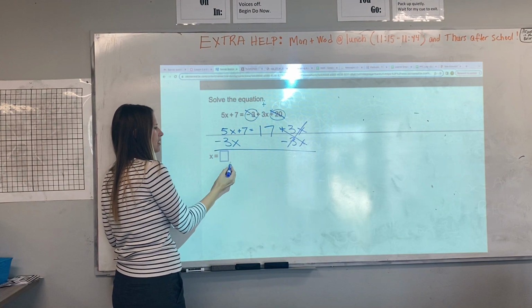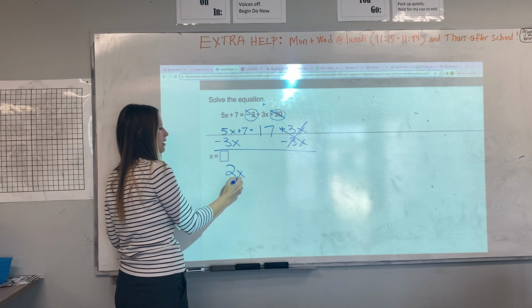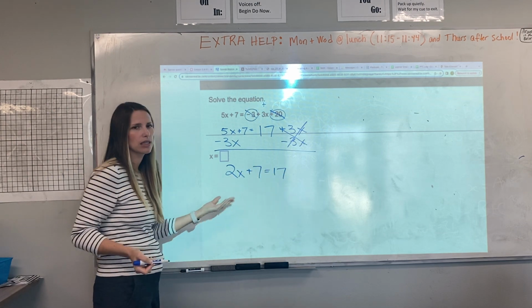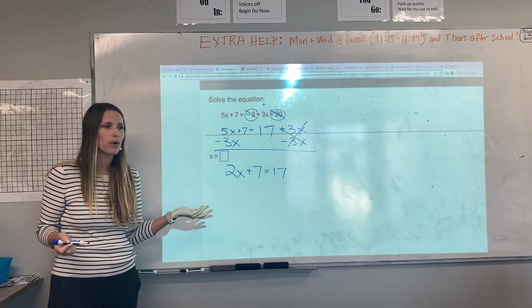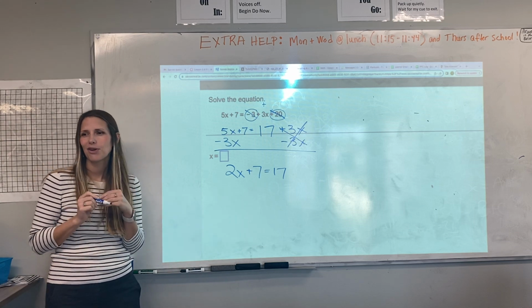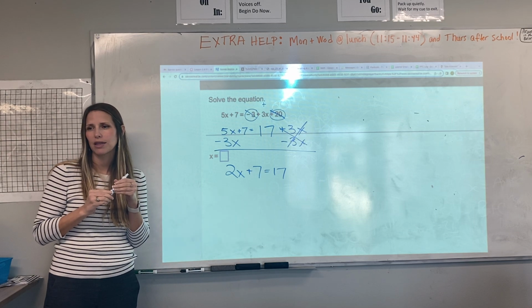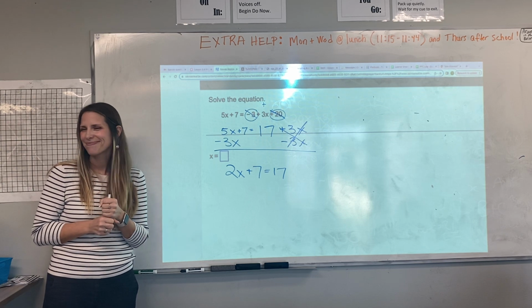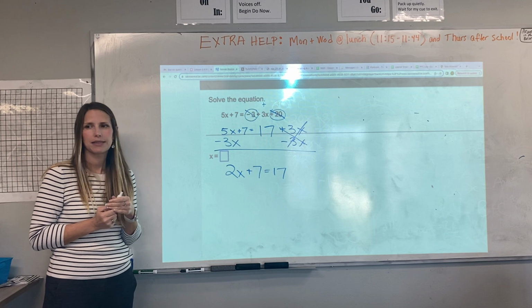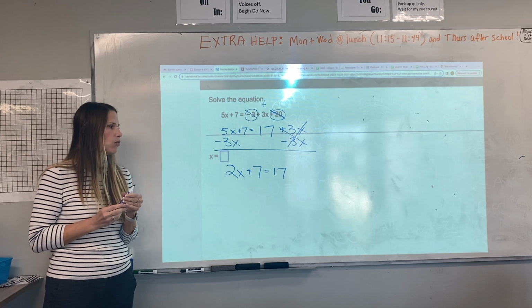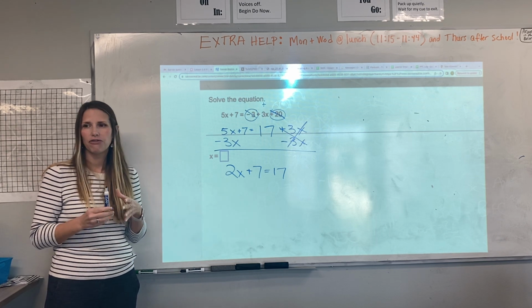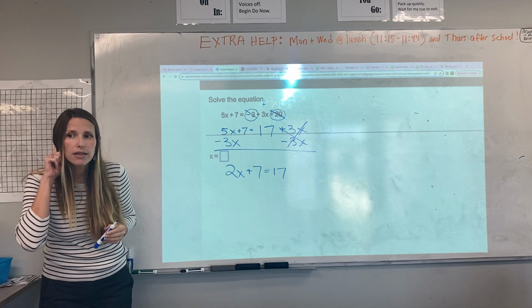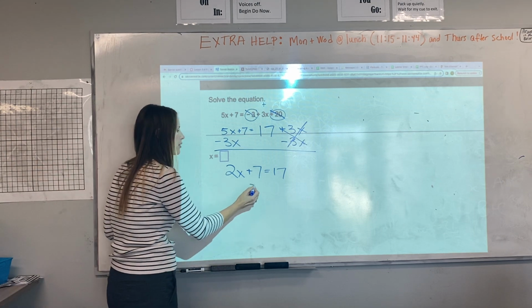5x minus 3x is 2x, and I have my plus 7 equals 17. Now we just have a really simple solve for x equation here. Melanie, what do I do first? I just want to give you some more practice with this. Sorry, I know it feels like I'm picking on you, but I want to help you. What is my first step to solving for x? There are two things I need to do. What do I do first? What's that? Yeah, subtract 7 from both sides.